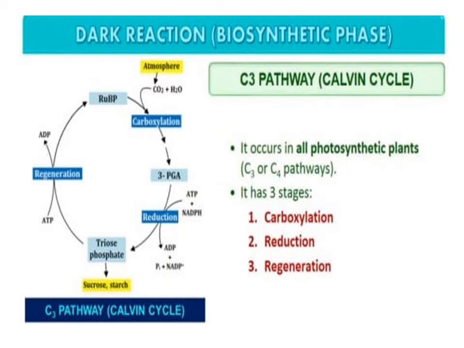The C3 pathway occurs in all photosynthetic plants. It has 3 stages: carboxylation, reduction, and regeneration. It does not matter whether they have C3 or C4 or any other pathway.